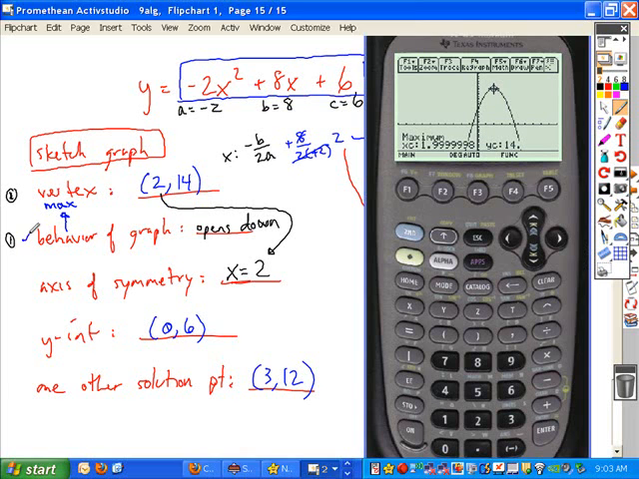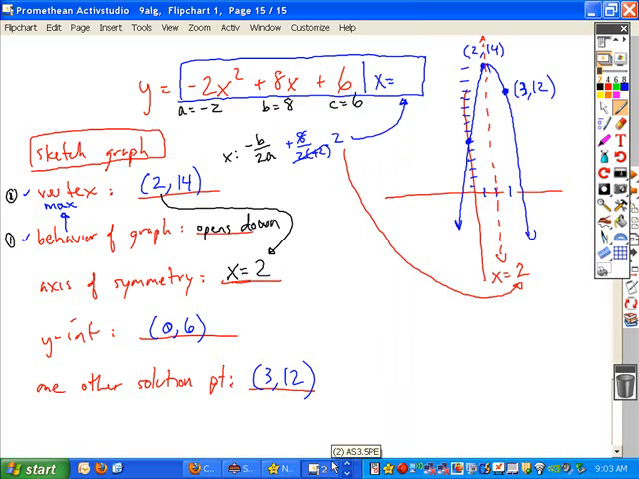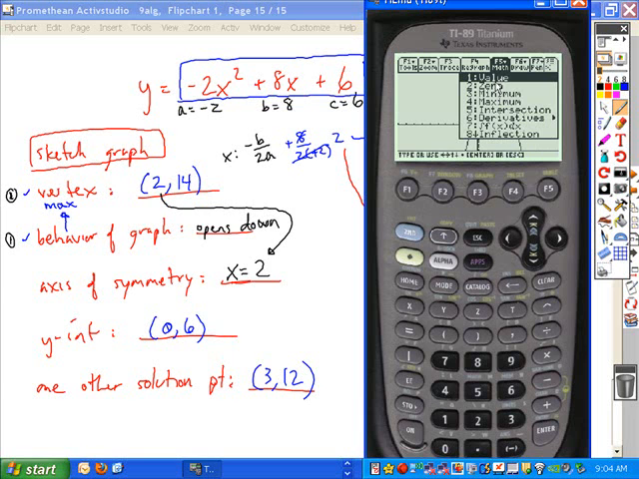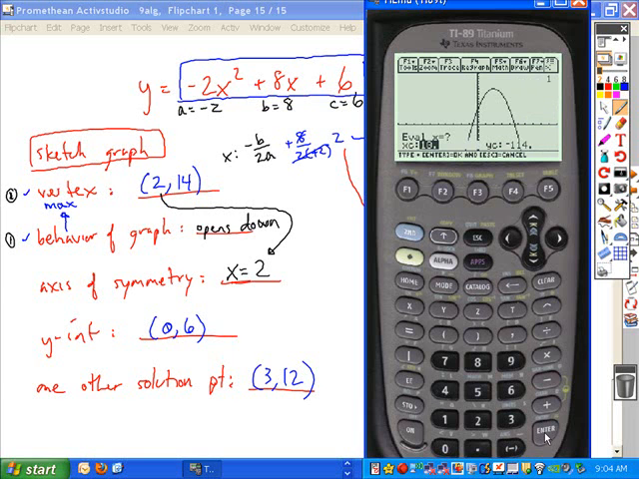Okay, so I knew my behavior of the graph. I just now found my vertex, so I can sketch that point. Okay, I need to find my y-intercept. The y-intercept also very easy. You shouldn't need your calculator for that because it's just this constant. But if you wanted to verify it on here, what you could do is you could go to F5 again and type in value, which is the very first key. And the y-intercept is where x coordinate is what? 0. So if you just type in 0 for your x and hit enter, it'll give you the corresponding value. So we can find this one.